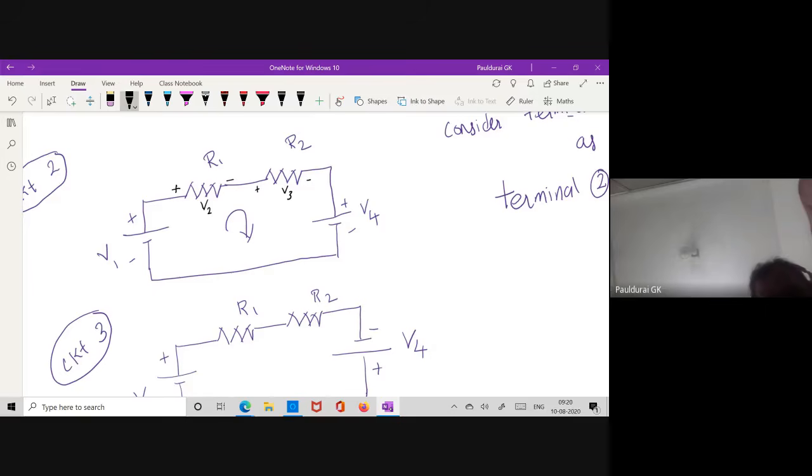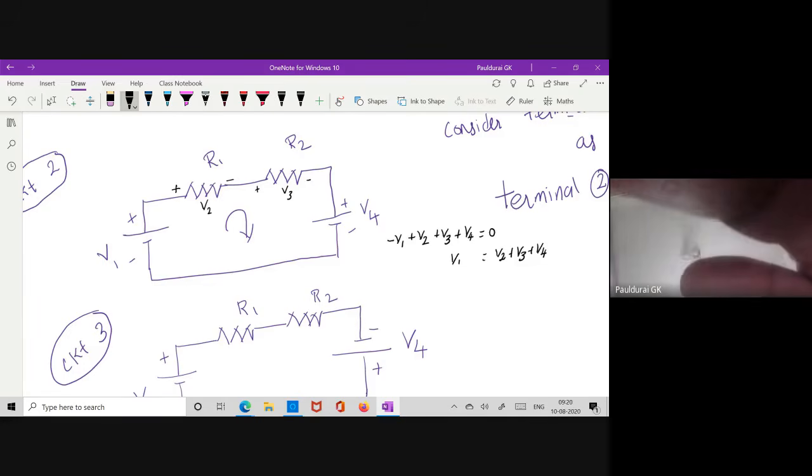So minus to plus V1, so it becomes minus V1. V2 plus to minus, so it becomes plus. V3 plus to minus, so it becomes plus. V4 also plus to minus, so it becomes plus, which is equal to 0. So V1 equals V2 plus V3 plus V4. This is the KVL equation for circuit 2.